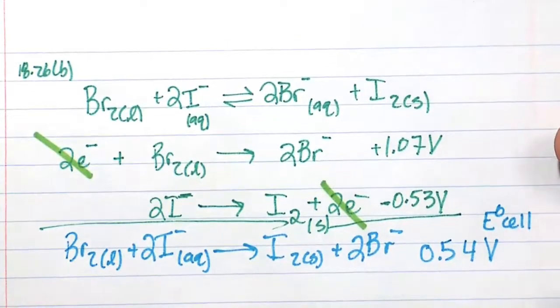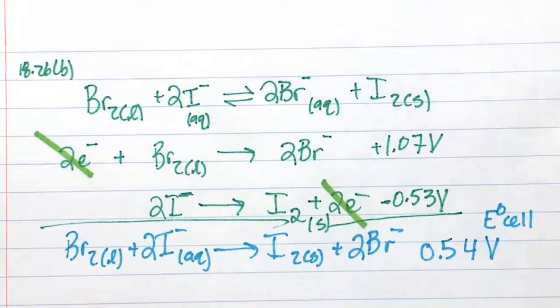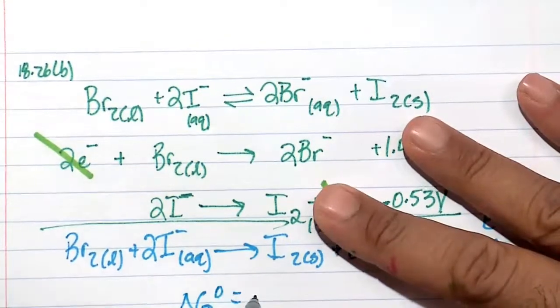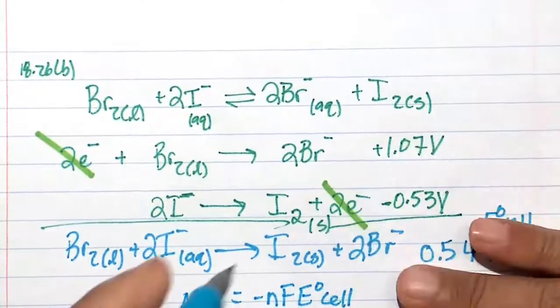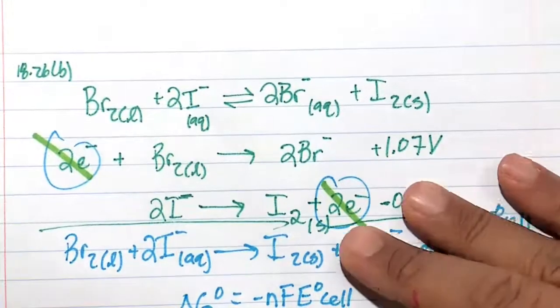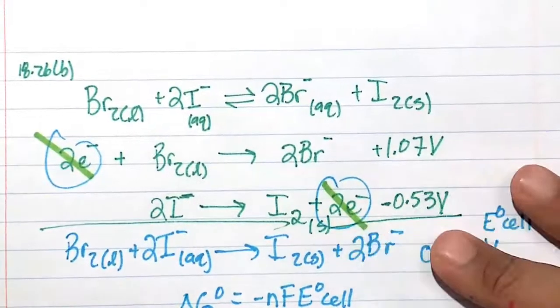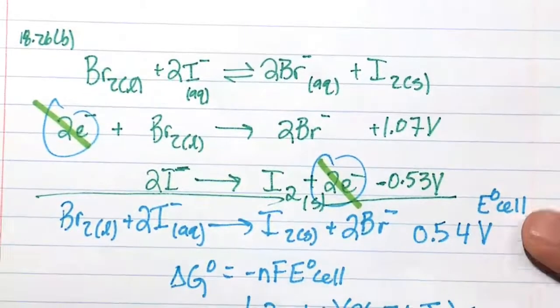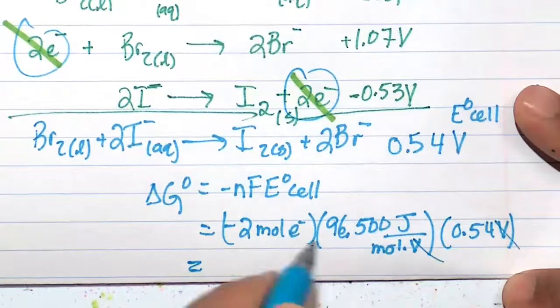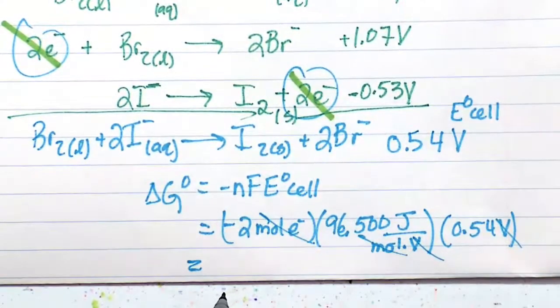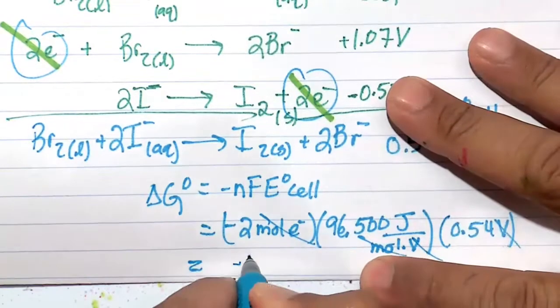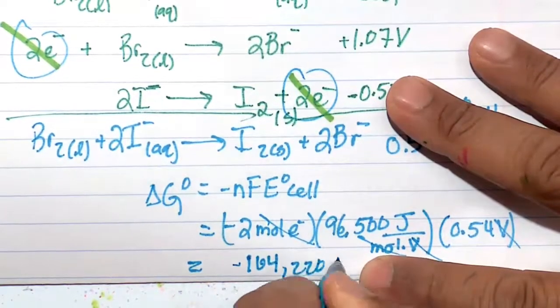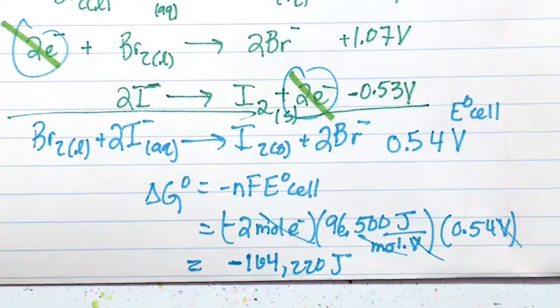All right, let's solve for delta G here. Our equation once again is delta G naught equals minus F E cell. This is a 2 electron transfer reaction, so it's going to be minus 2 moles of electrons. F is 96,500 joules per mole volts, and E cell is 0.54 volts. So the volts cancel, and the mole of electrons cancels out with this mole of electrons. This is what you will get in joules. Doing that on my calculator, I get a value of minus 104,220 joules. Again, the minus sign tells you that this is an exergonic reaction.